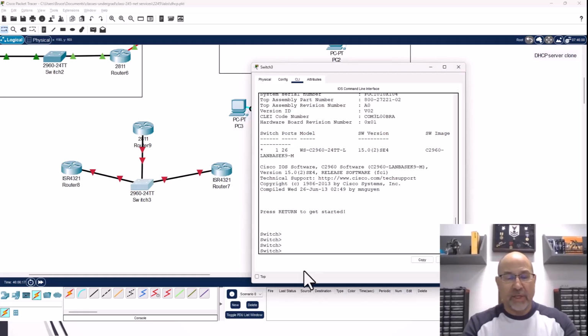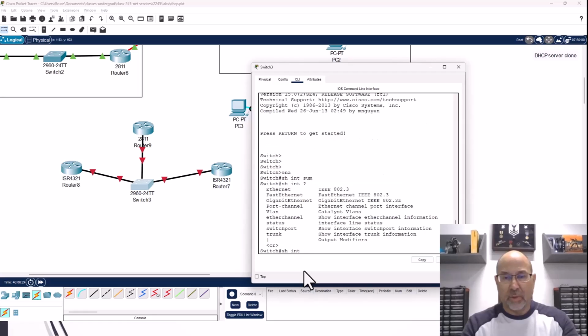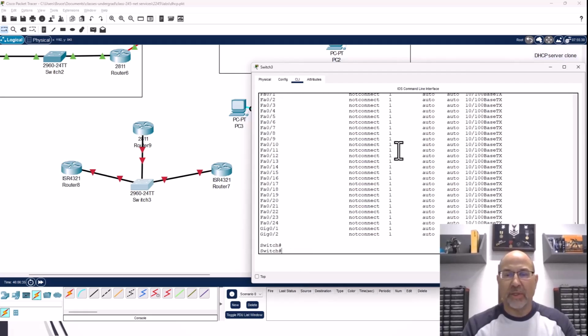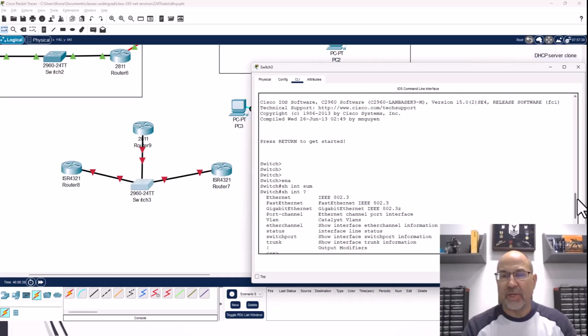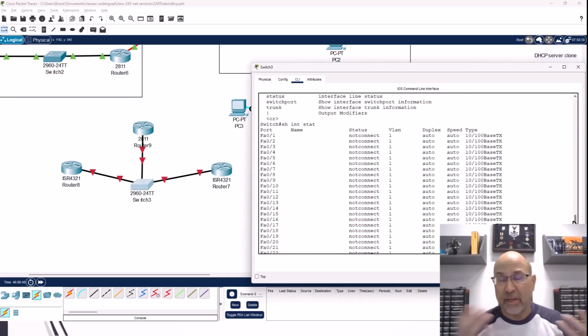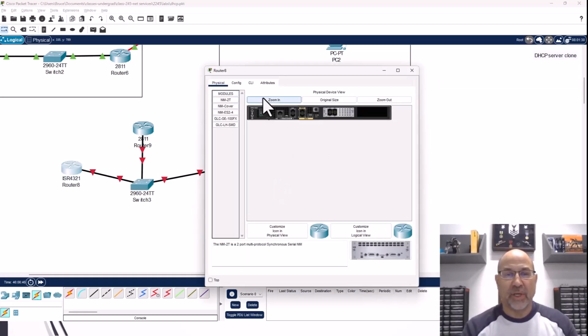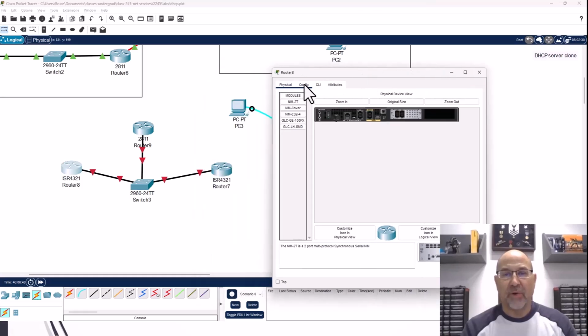So the interfaces, let's do maybe just a status. None of my ports are connected, right? It thinks they're not connected because my router interfaces are down. So this is my justification for the gripe about this. The only thing that's shut down here is the router interface.